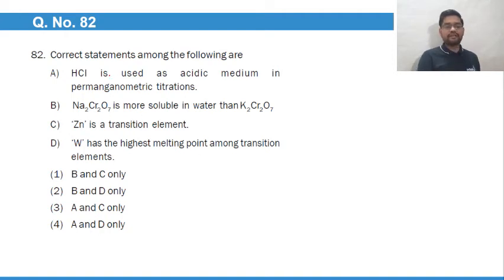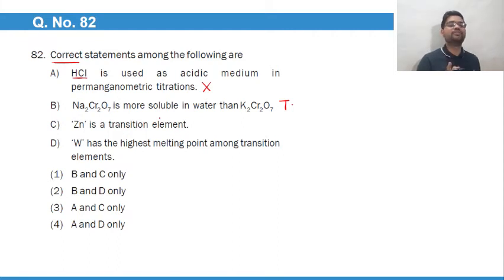Okay, talking about HCl, we need to identify the correct statement. HCl is used as an acidic medium for permanganometric titration. That is wrong, because in permanganate titration, HCl will get oxidized to chlorine, so it is not the suitable one. Sodium dichromate is more soluble in water than potassium dichromate. That is true.